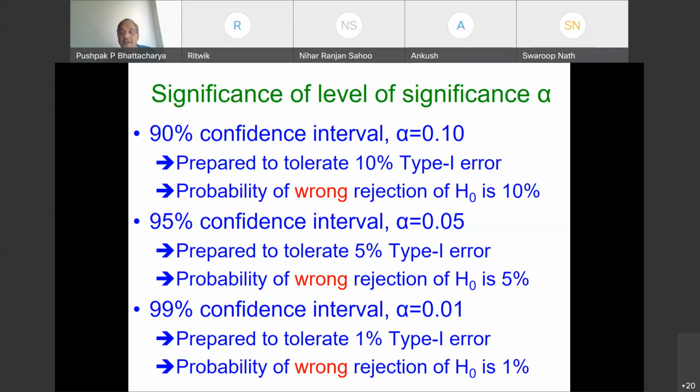Now H naught is something we want to nullify. We really want to nullify H naught. That means we want to reject it, and that rejection should not have error. If rejection has error, then it is called type 1 error. And if the probability of that error is 1%, then we are very, very intolerant with respect to error. So many things are being said, and we have to connect those dots. That's why hypothesis testing, test of significance, it doesn't harm if we go back to it again and again through different problems.